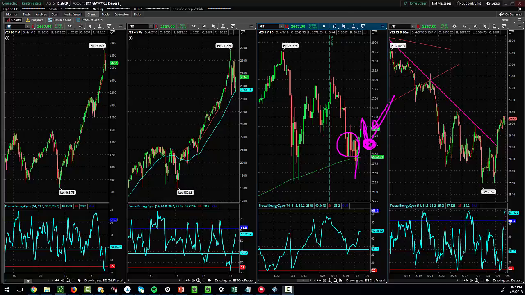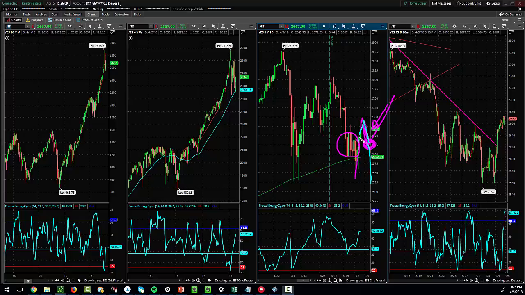So I know what you're thinking. Could we have one more test of the bottom? Could we have an undercut of the bottom? Absolutely we could. But if the price starts to rise above the recent highs, then it makes the probability of that a lot smaller.